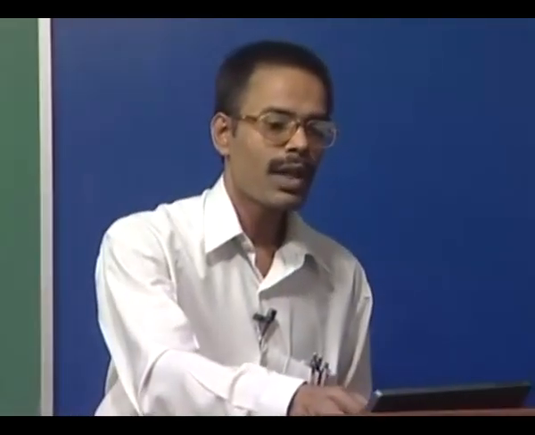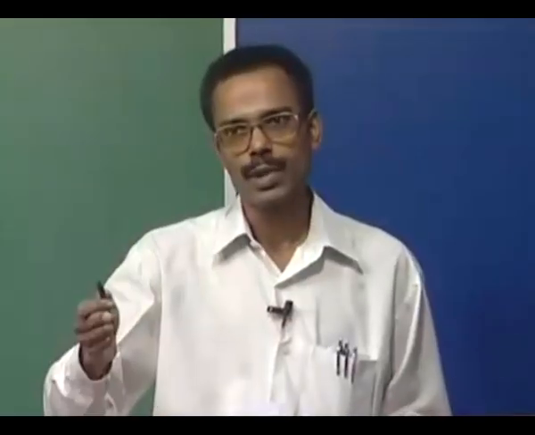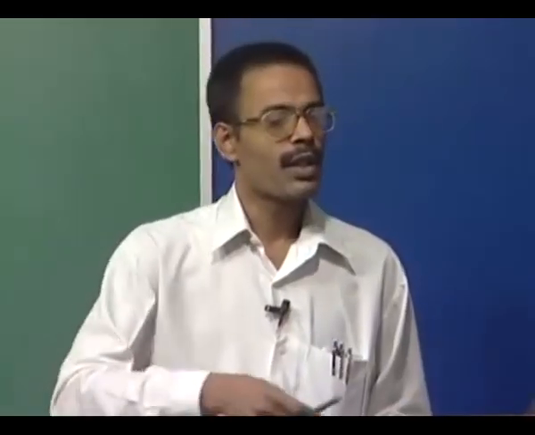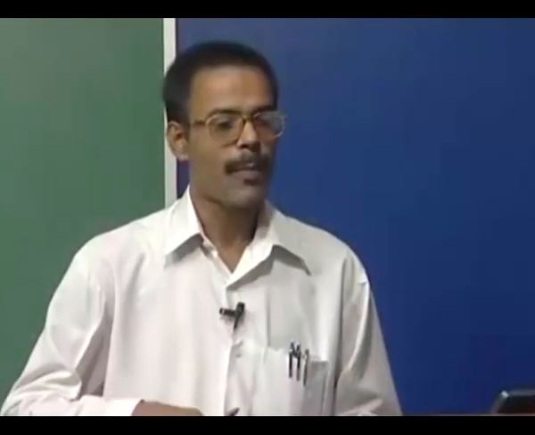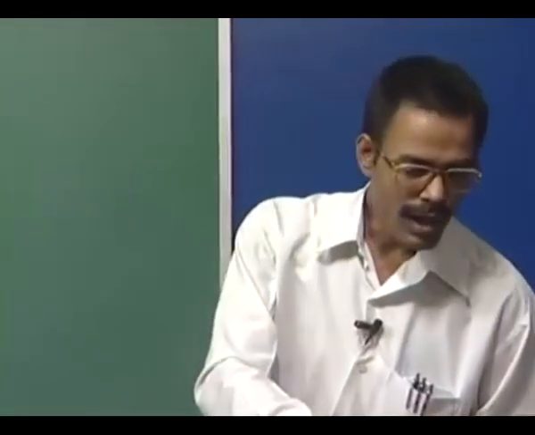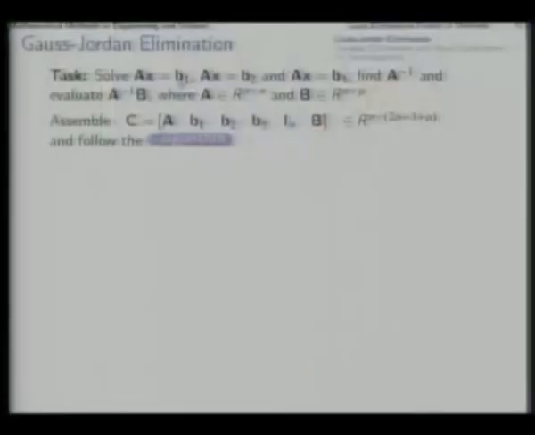And at the same time you can evaluate an expression like this, which is A inverse B. This is again like solving a matrix equation, that is AP equal to B, where B is a known matrix. So, all these tasks we can do in the Gauss-Jordan elimination method in the same framework. For that, first we assemble the matrix A, the right hand sides b1, b2, b3, and an identity matrix if we want the inverse of A also, and this matrix B here.